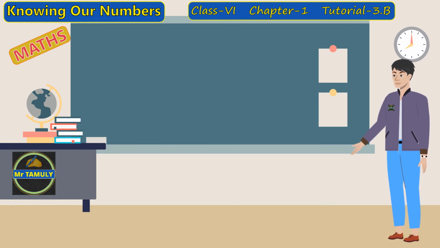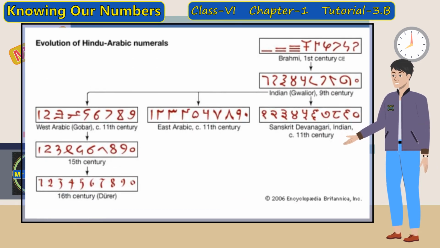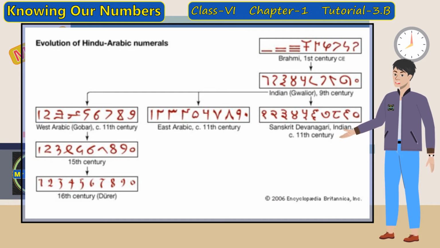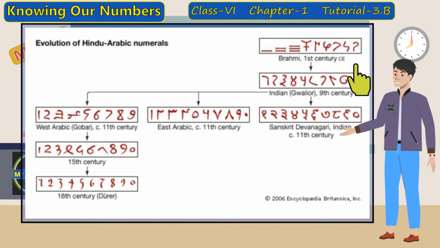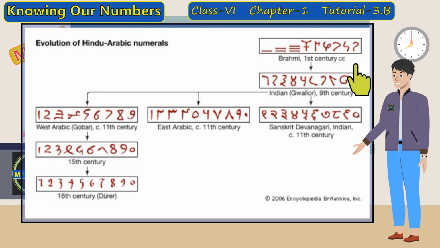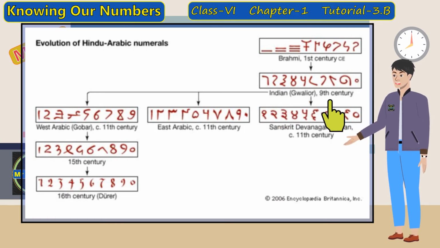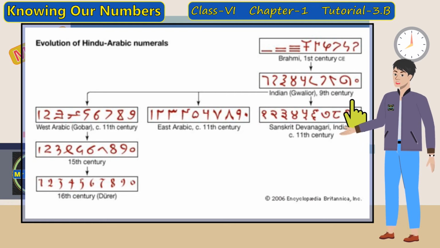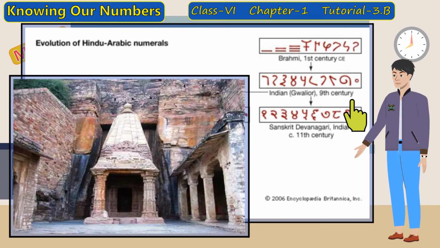Now I would like to show you a chart that I have taken from the Encyclopaedia Britannica's web portal Britannica.com. This chart summarizes the evolution of Hindu Arabic numerals. Here you can see the Brahmi script numerals of the 1st century CE that are found in Naane Ghat and Nasik cave inscriptions. The scripts that are second in timeline are from the 9th century CE. These numerals were inscribed on the walls of the centuries-old Chaturbhuj temple situated in Gwalior, Madhya Pradesh.